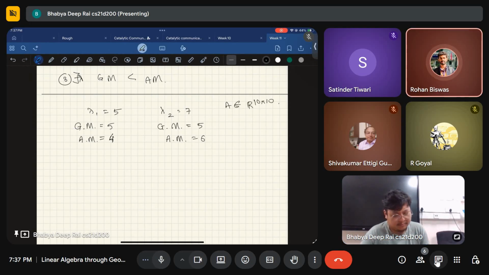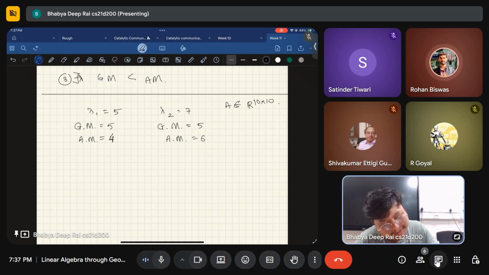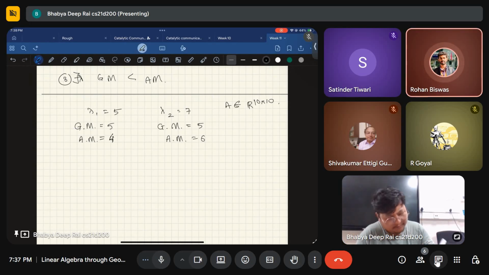So in one, I made the AM greater than GM, which is the right case, which we know happens. In the latter case, AM is 6 and GM is 5. It happens. AM is greater than GM. But in one, I made AM lesser than GM. So what particular thing does it contradict? If I try to create this kind of scenario, exactly where will I get the contradiction?